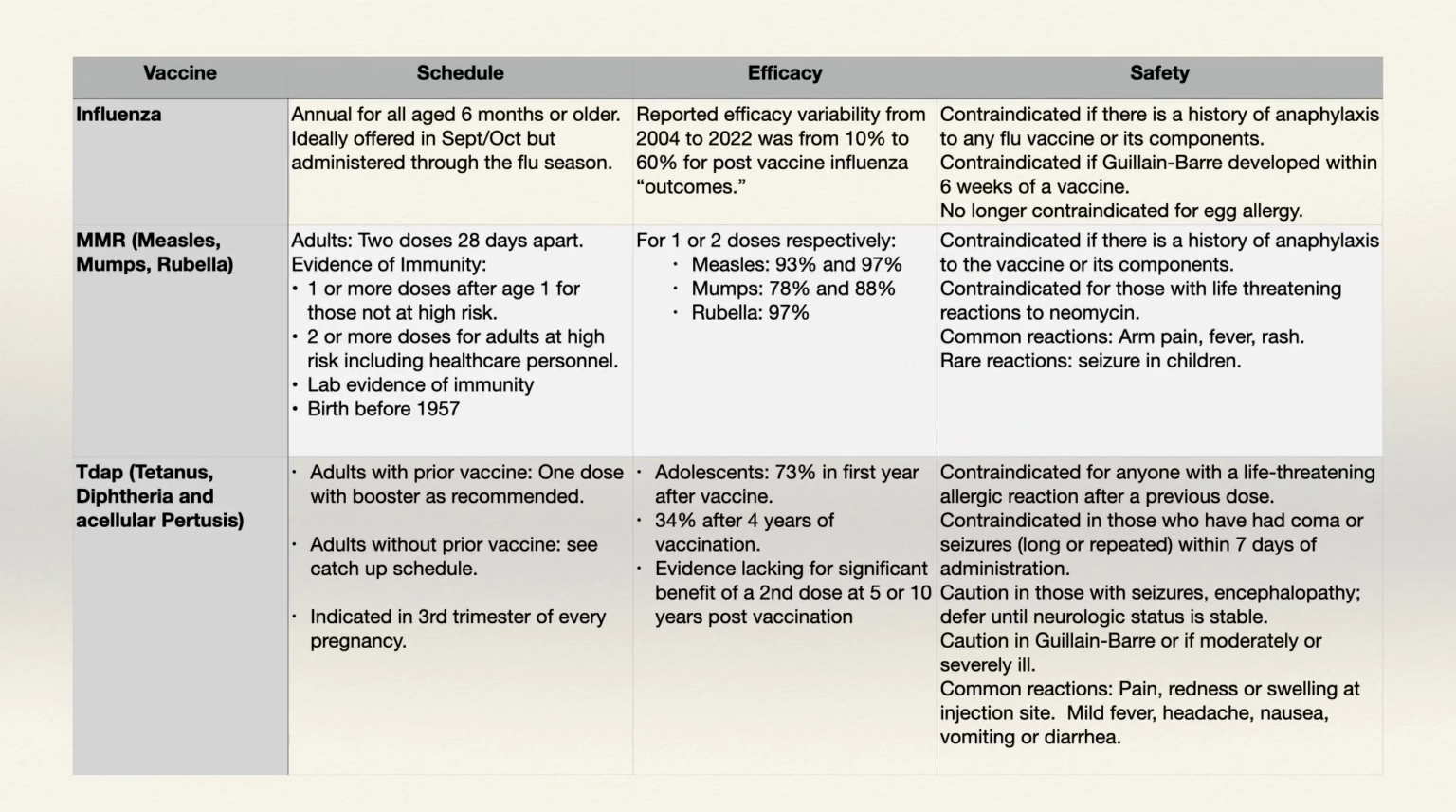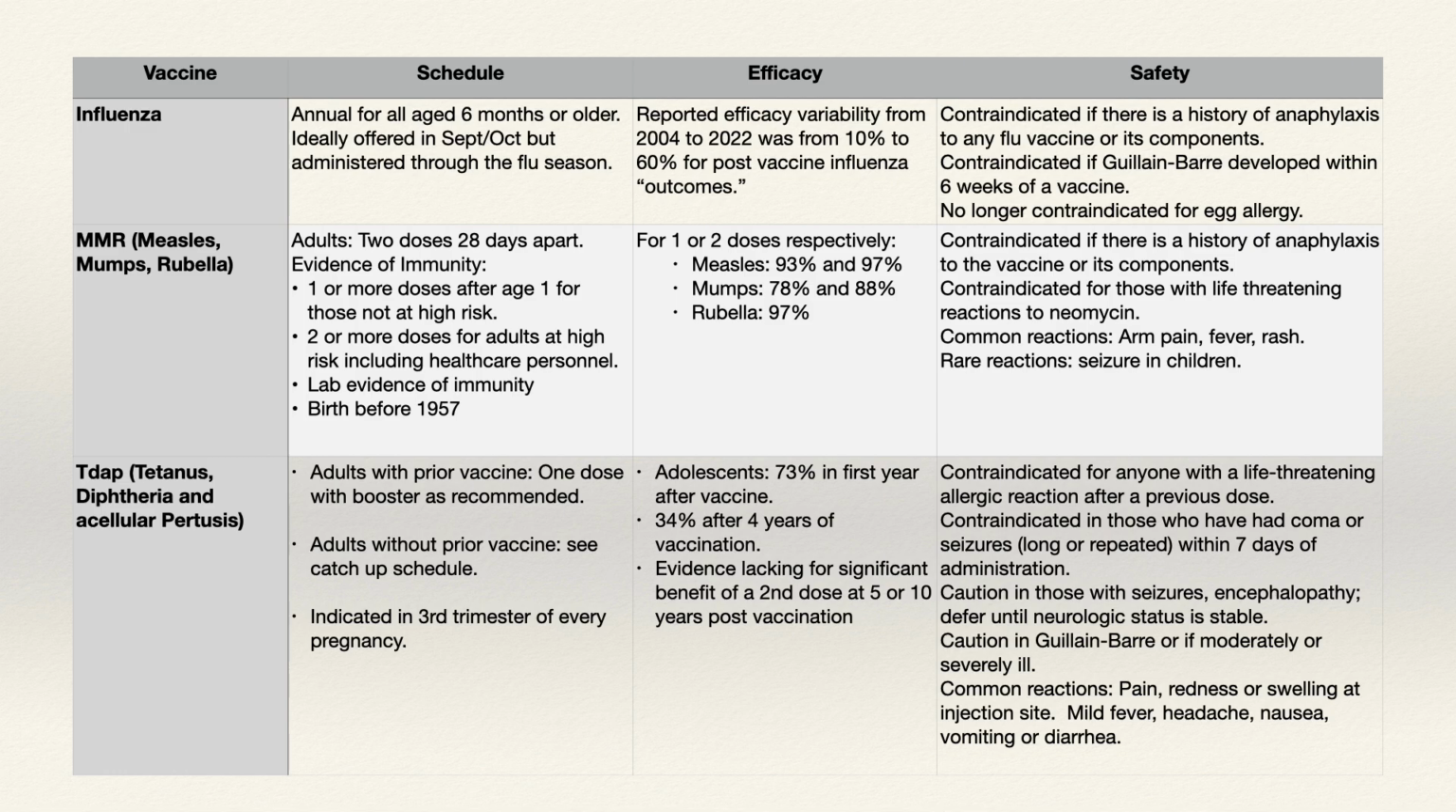So let's look at 3 additional vaccinations in regards to their schedule, efficacy, and safety. For influenza, it is given annually age 6 months and older. It is ideally offered in September or October, but is administered through the flu season.